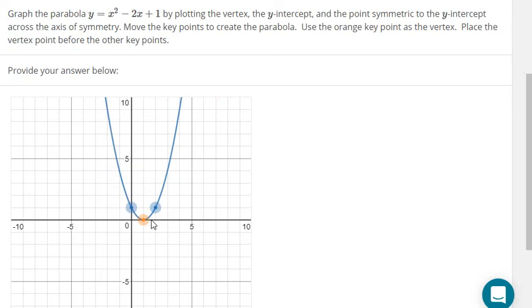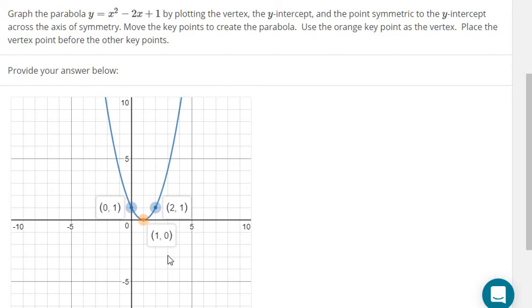And now it looks pretty good. Now let's take a look at it. Here and here, those are mirror images of each other. 0, 1, and 2, 1. And there's my vertex. So looking pretty good. Are we ready to hit the submit key?